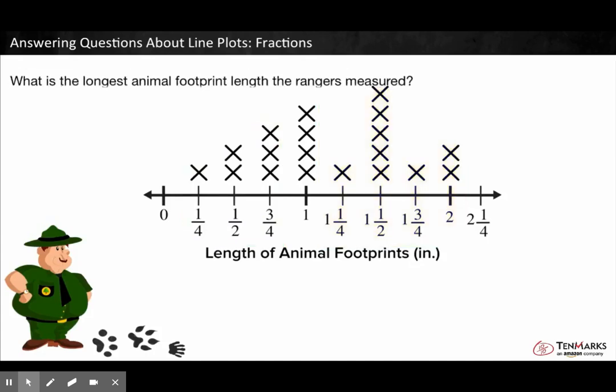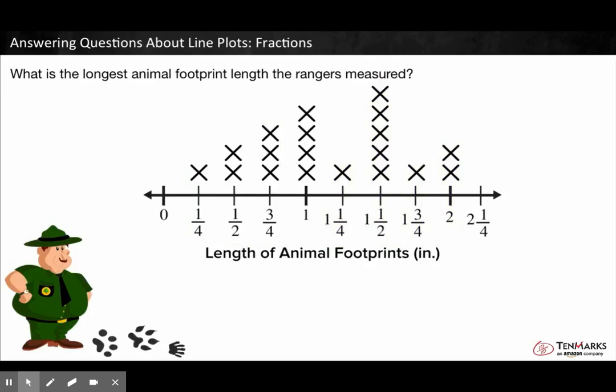What is the longest animal footprint length the rangers measured? Let's look at the numbers below to see. The largest number on the line plot is 2 1/4. But there were no animal footprint lengths that were measured with that length. This means we can look at the next largest number that has at least one X above it.